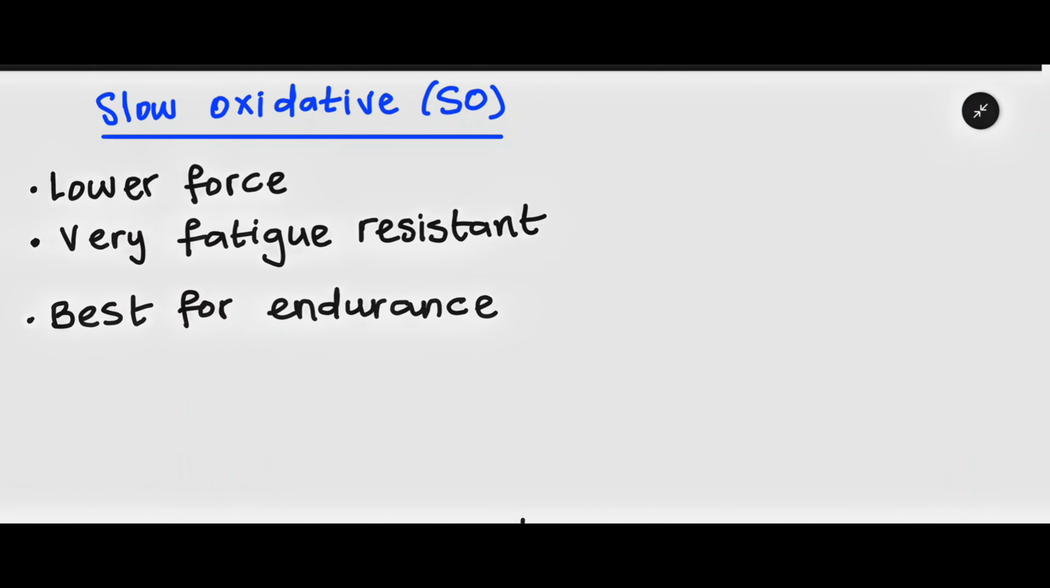These are the characteristics of the slow oxidative muscle fibers. So they produce lower amounts of force. They are very fatigue resistant, so they can work for long periods of time, and they are best for any endurance work. So marathons and long distance cycling and activities like that. And also it's important to know that they use aerobic respiration, meaning they release energy using oxygen.